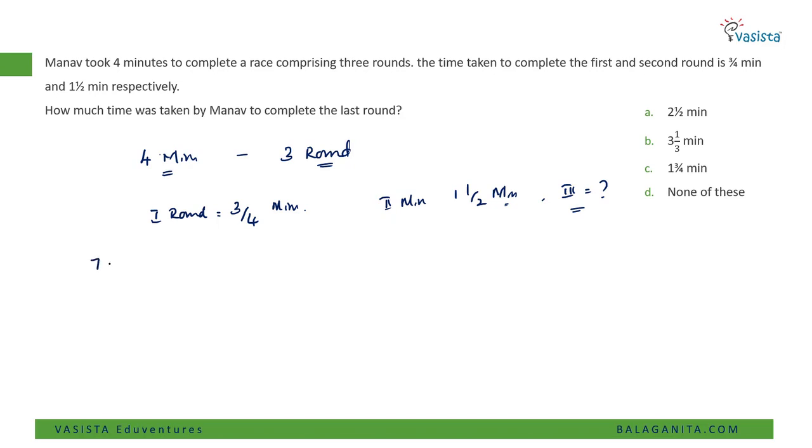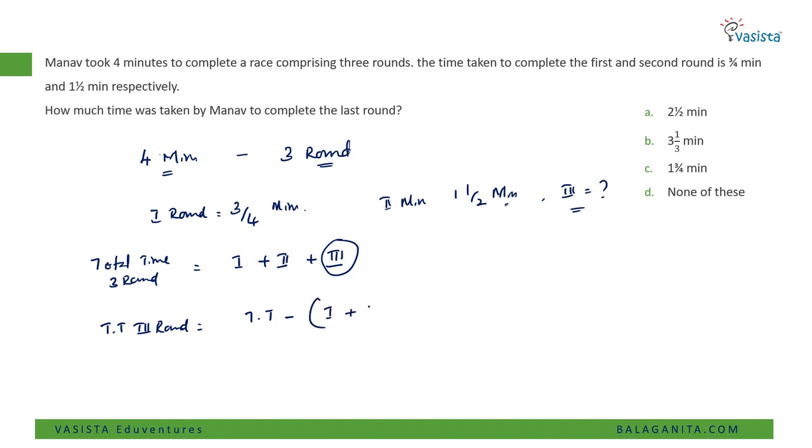So total time taken for 3 rounds is going to be time taken for the first round plus time taken for the second round plus time taken for the third round. Now we need to find out the third round. Time taken for the third round is equal to total time minus the time taken for the first round plus the second round. Or otherwise, we can do total time minus first round minus second round.